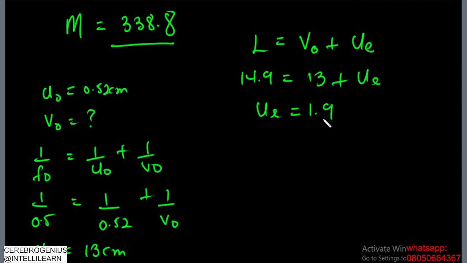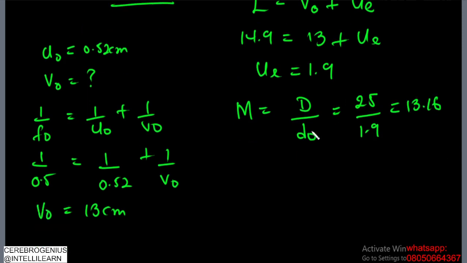Now since we know the distance of the object from the eyepiece, we can easily get its magnification. Don't forget that there are two formulas. You can also use D over the distance of the object. So that's going to be 25 divided by the distance of the object, which is 1.9. So 25 divided by 1.9 gives 13.16.